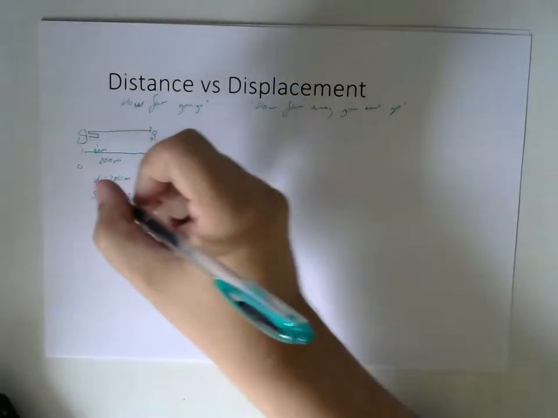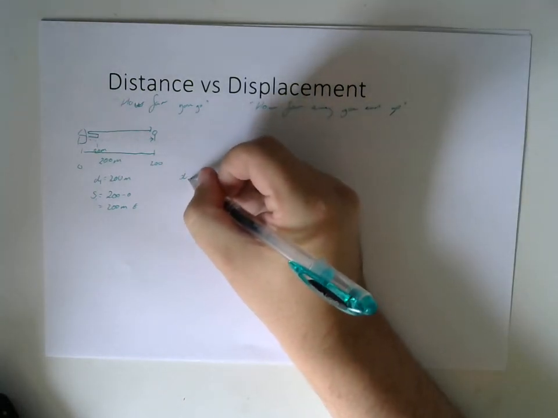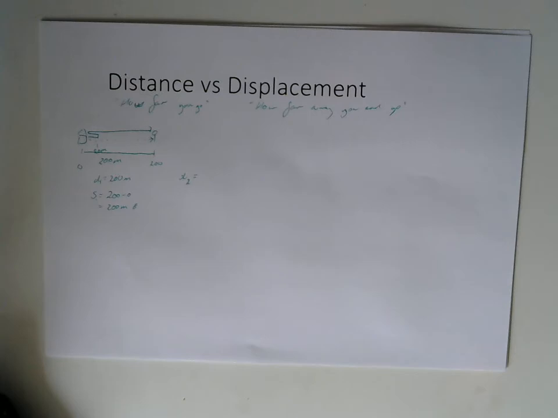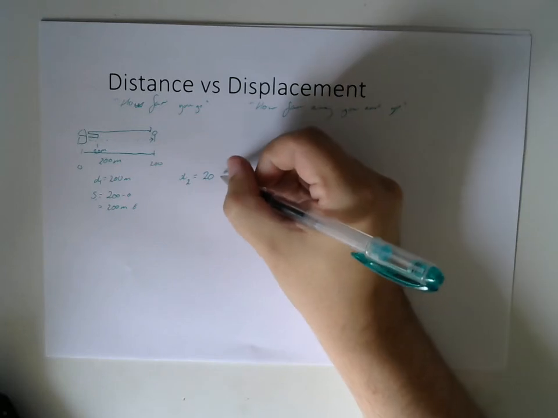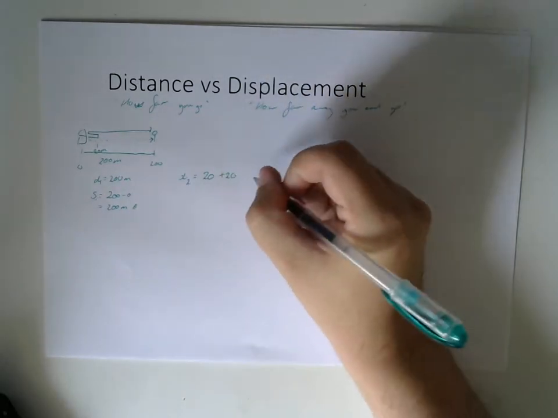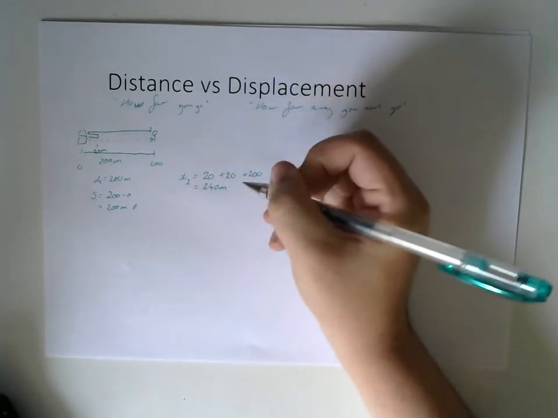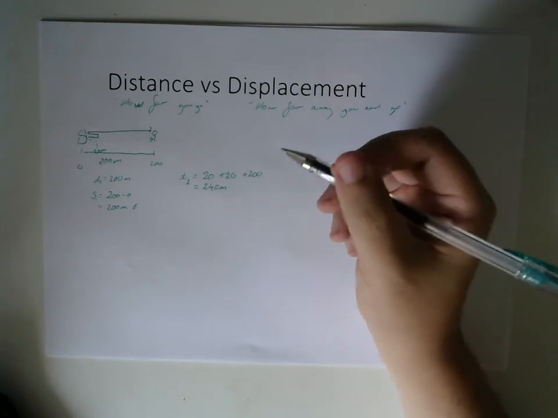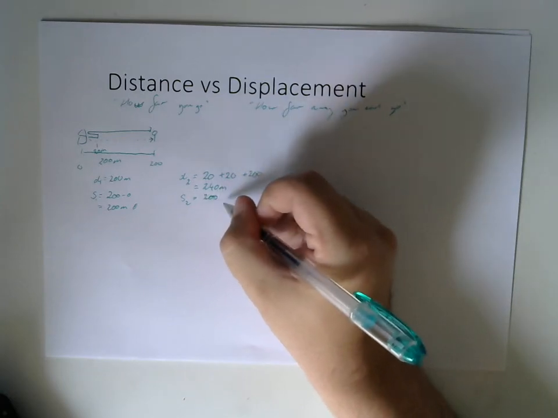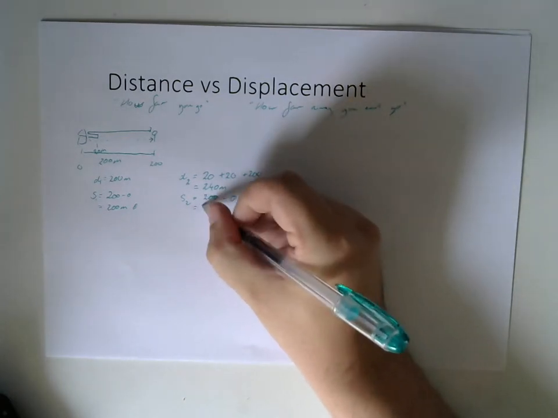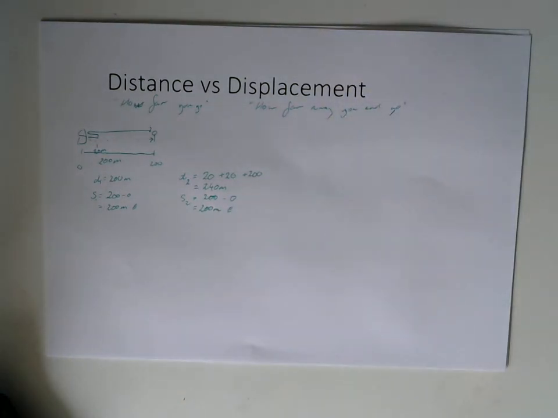So on this new situation, let's call this D1 and S1 because it was our first one, what's our new distance going to be? Well, let's look at the pieces. We walked 20 metres away, then we went back, so we had to go another 20 metres back. And then we went 200 metres to give us a total of 240 metres of distance. But what's our displacement? Well, we ended up 200 metres away, and we started 0 metres away, so our displacement is still 200 metres east.